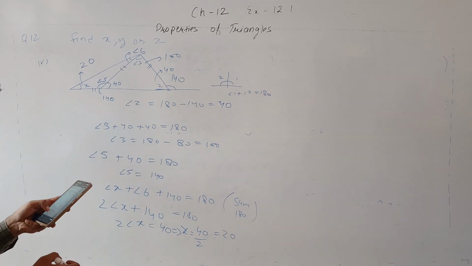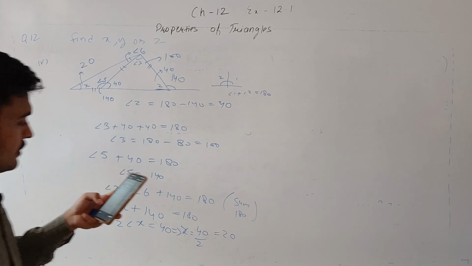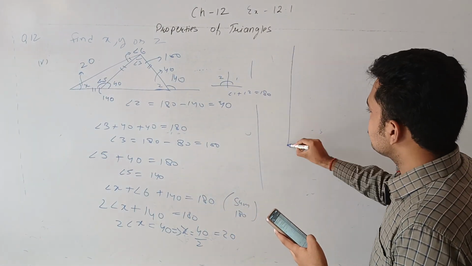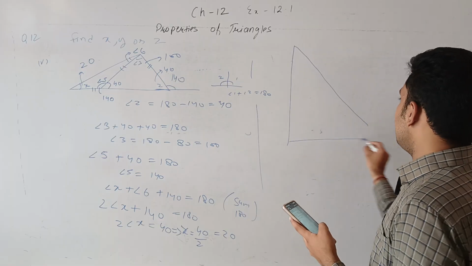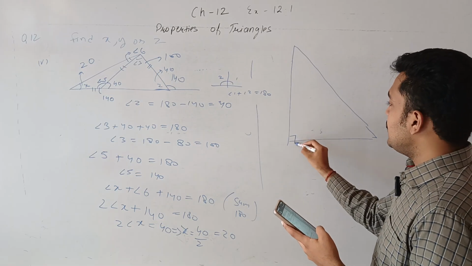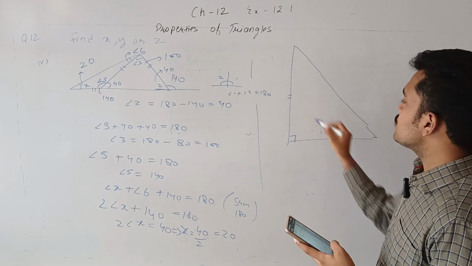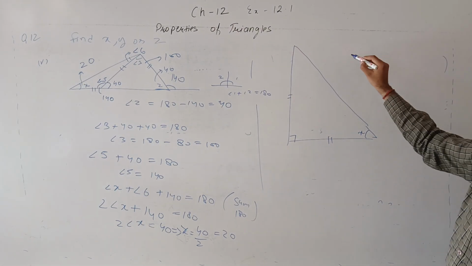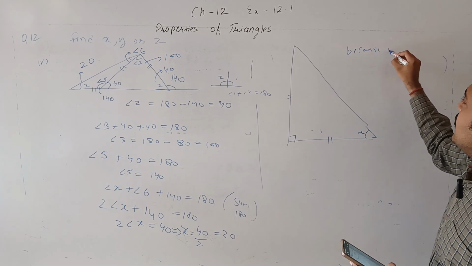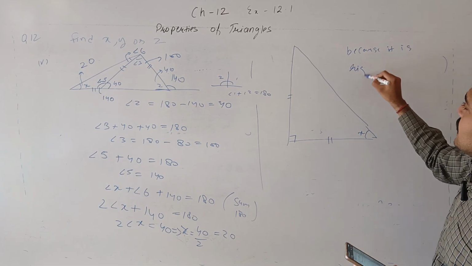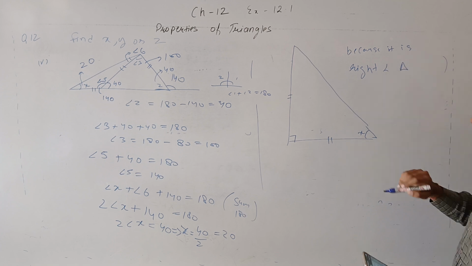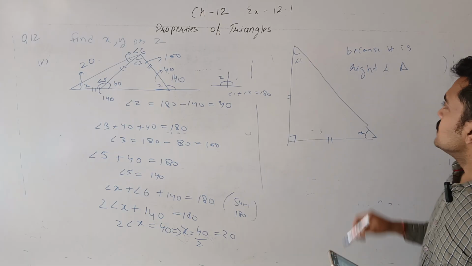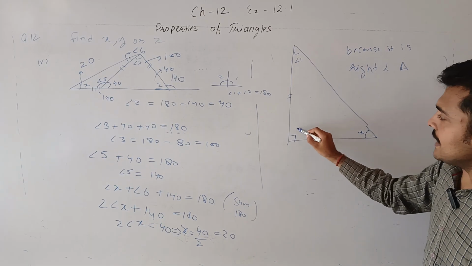Now we'll move to the last question of the exercise. So this is the last question of the exercise. So this is a triangle. This angle is 90 and the two sides are given equal. These two sides are given equal. We have to find angle x. So because it is a right angle triangle, let this be angle 1. So this angle is 90.